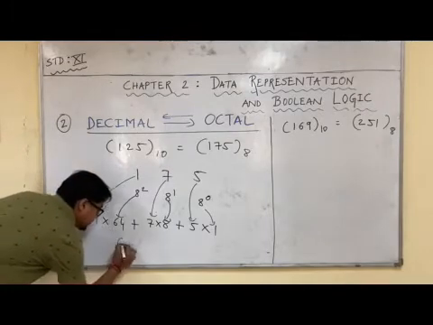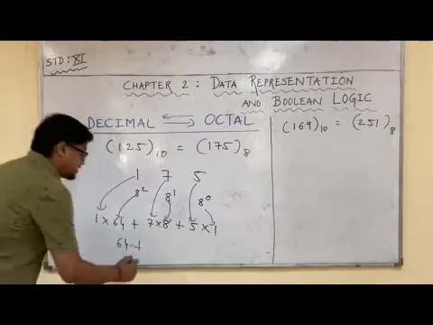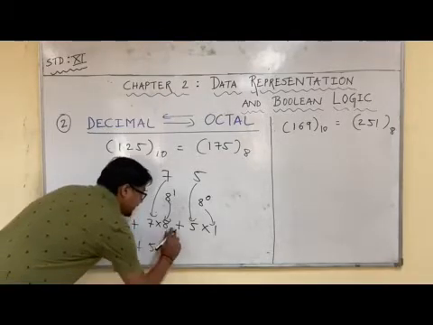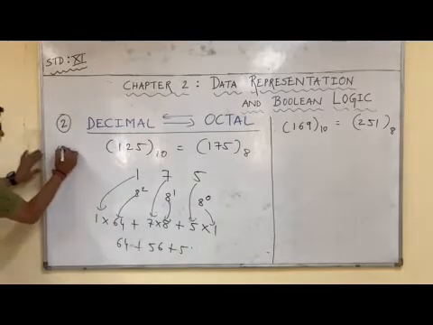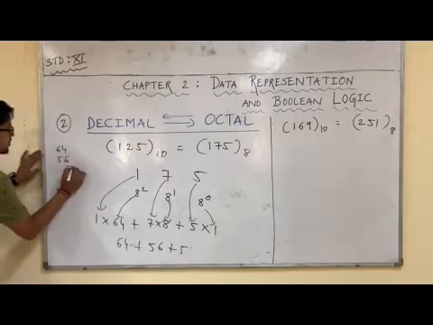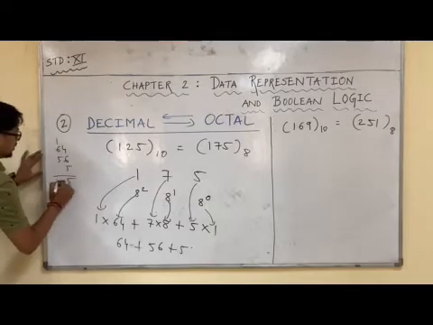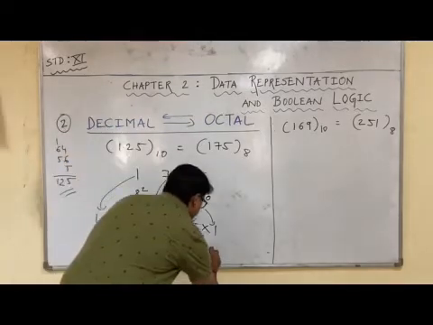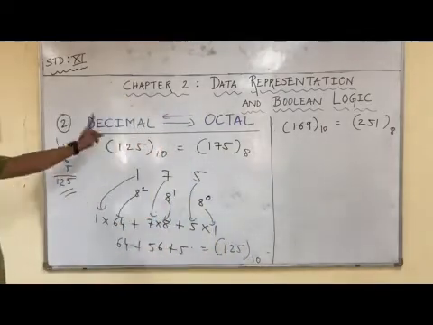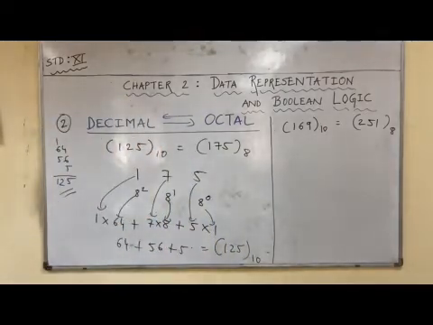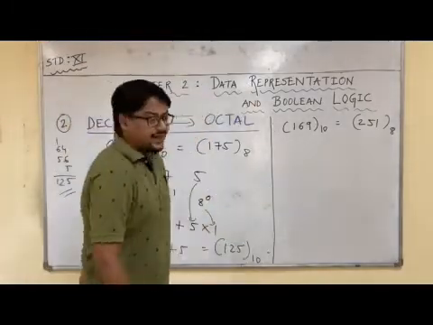1 into 64, 64. 7 8s are, 7 7s are 49, 7 8s are 56, 5 1s are 5. Okay? Once we do the addition, 64 plus 56 plus 5, we are getting the answer 125, which is our original answer in decimal. Okay, pause the video, see it once more, you will have good clarity. Let us see it for the second one also.